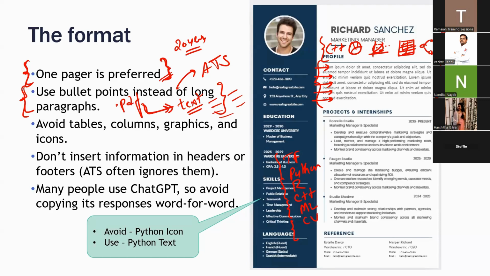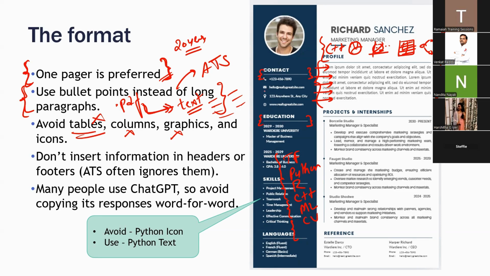So try to avoid tables. Tables cannot be read by application tracking system. Totally avoid them. Try to avoid a lot of columns. Try to avoid a lot of icons or graphics. Try to keep everything text maximum. Within text only, you try to show the variation. If you ask me, even these lines that you see, those can also be ignored.